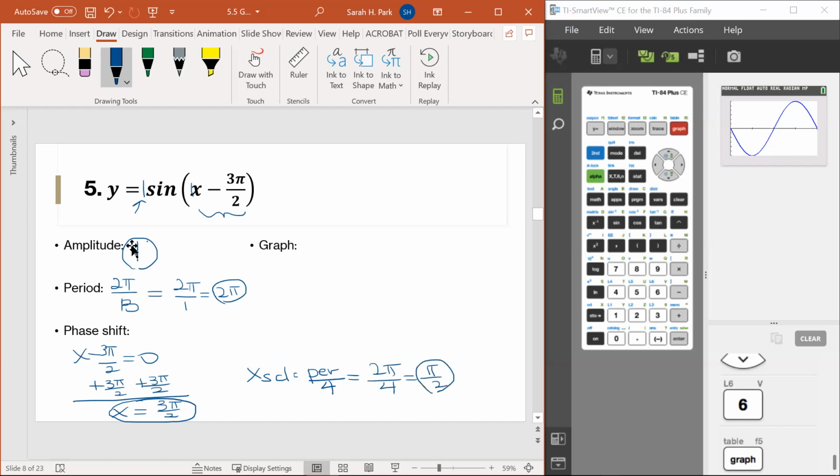Okay, now the graph. This is going to change it a little bit, because instead of starting at 0, 0, our new graph now starts at 3 pi over 2. It shifted the whole thing to 3 pi over 2. In this example, I'm going to start at 3 pi over 2 and add pi over 2 to each tick mark.